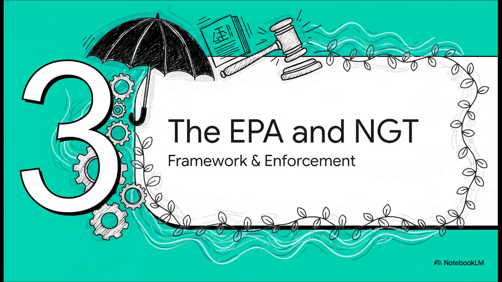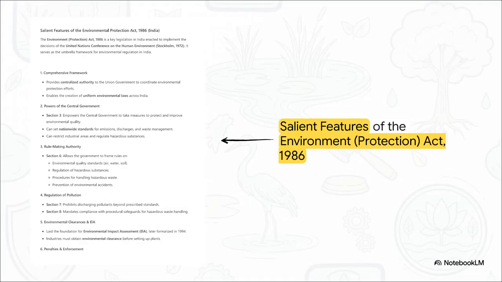All right, Section 3, the EPA and NGT. So, after the horrific Bhopal gas tragedy in 1984, it became crystal clear that piecemeal laws just weren't cutting it anymore. Enter the Environment Protection Act in 1986. Think of the EPA as an umbrella legislation. It provides a centralized, powerful authority to set nationwide standards for things like emissions and hazardous waste. It empowers the central government to regulate industrial locations and establish critical safeguards. It's really the cornerstone of our whole environmental framework.